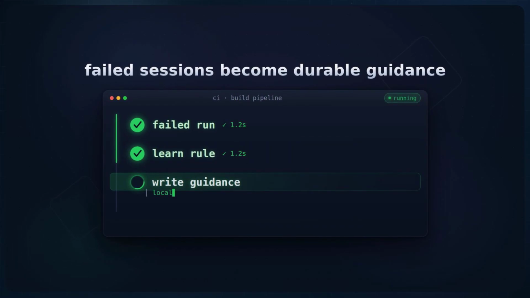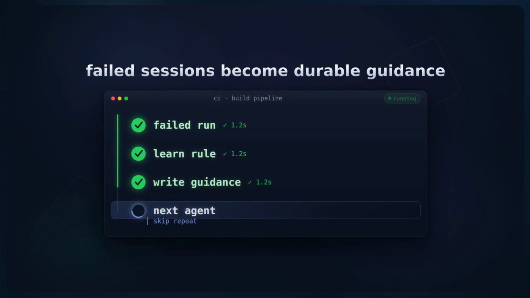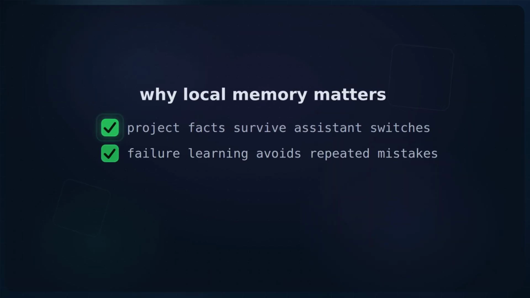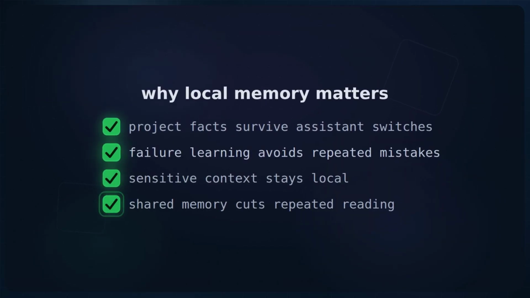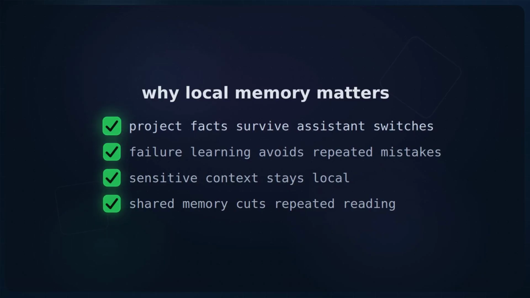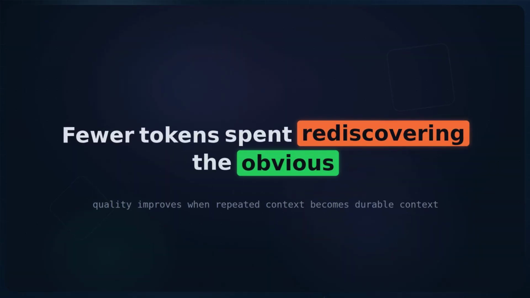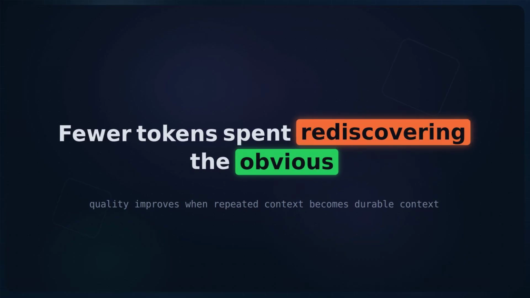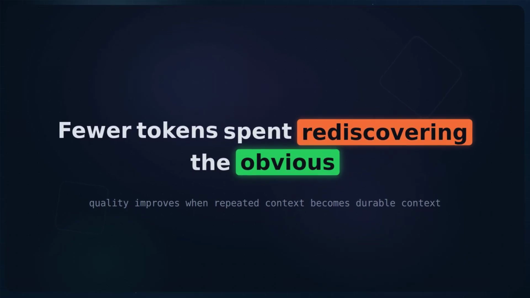The failure learning command goes further. It studies failed sessions, then writes durable corrections into the guidance files your agents already read. That is not only a cost win, it is a quality win. You spend fewer tokens rediscovering the obvious, and the next session is less likely to repeat the same mistake. For teams, privacy matters too. The shared store stays local to your environment, so reusable context does not have to become provider memory.